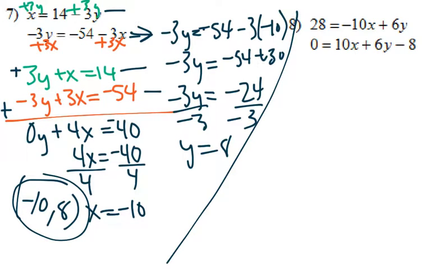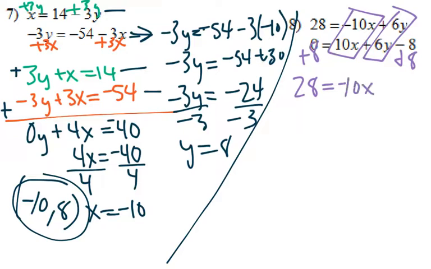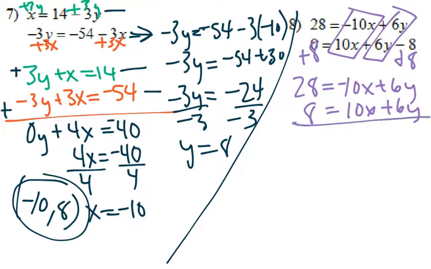Okay, so number 8, same idea. The x's are on the same side, the y's are on the same side, so I would just add this 8. So we'd end up with 28 equals negative 10x plus 6y, and 8 equals 10x plus 6y. Now we're going to decide, do I go for 6's or do I go for the 10's? I'll do the 10 so I can add. It doesn't matter if you did 6's, you would subtract. 28, actually, let's do subtraction.